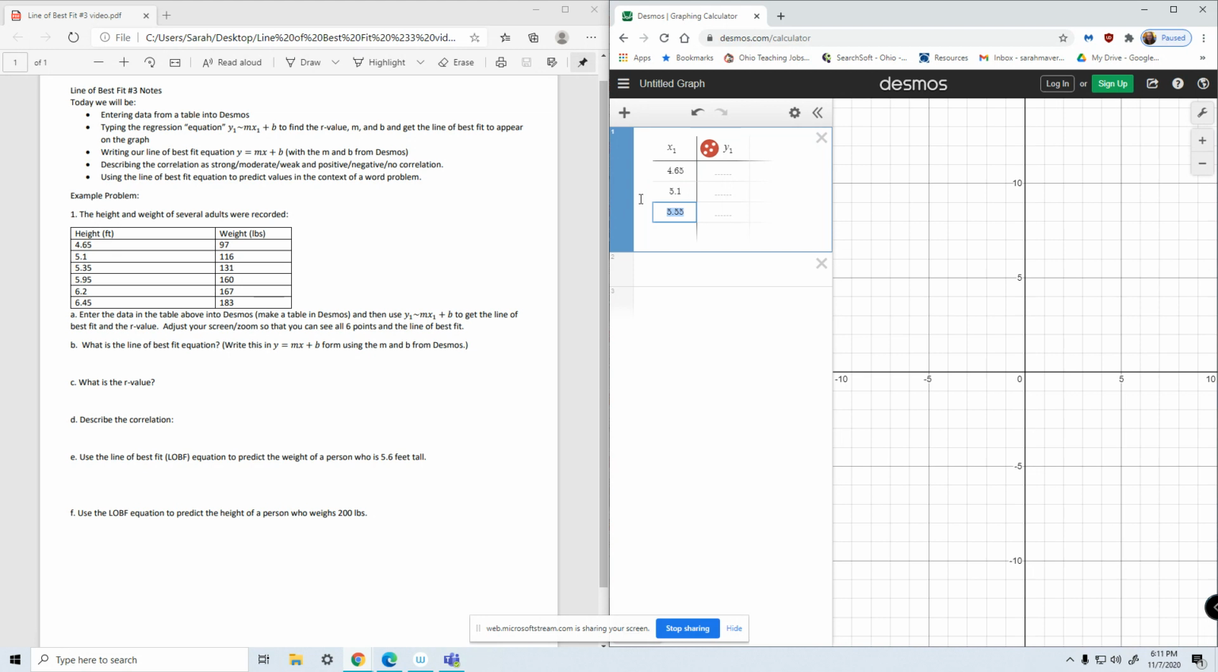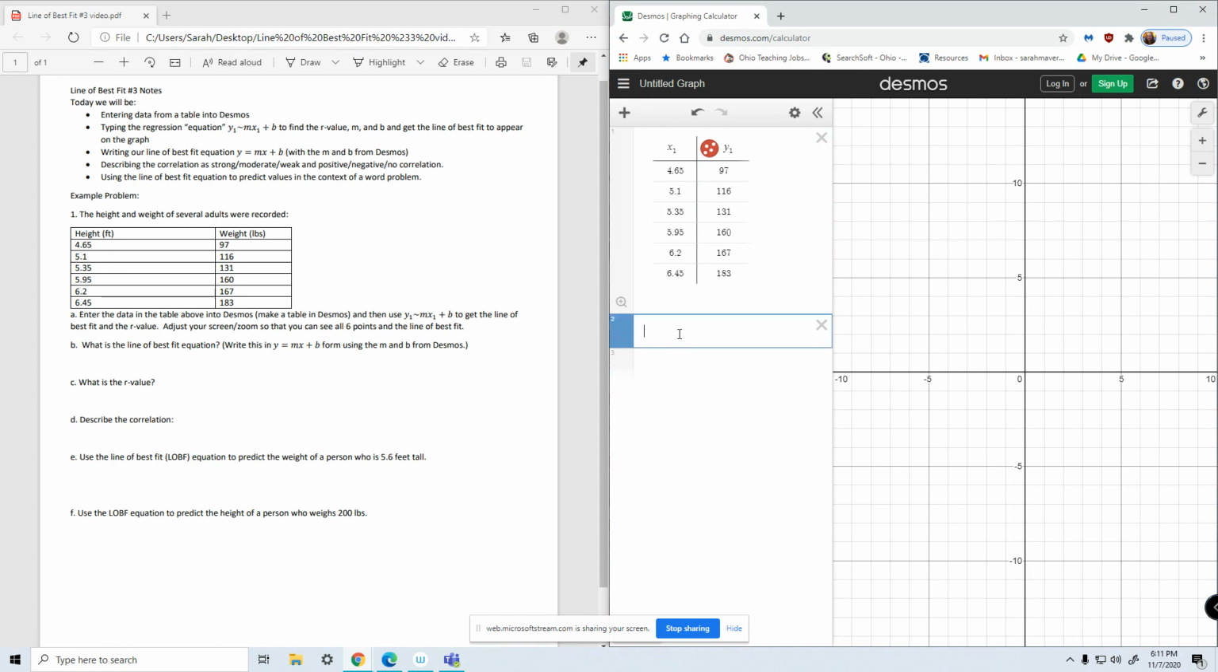Make sure you don't get any typos in there. That's pretty much the only way you can mess this part up. Here come the y values. Oops. And then quickly before going on, double check and make sure you have all of the right values in there.